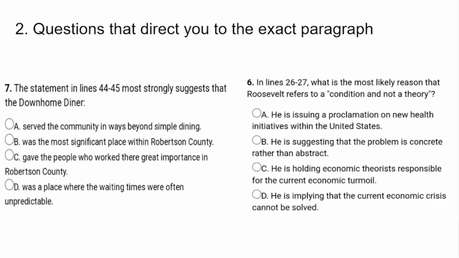So for example, the statement in lines 44 to 45 most strongly suggests that the down home diner. So you will look to lines 44 to 45 and you're going to see what it mostly suggests. You can see that this is talking about the down home diner. So once you go to that line, you're going to see what it's saying about the down home diner, and you're going to try to guess what it suggests.